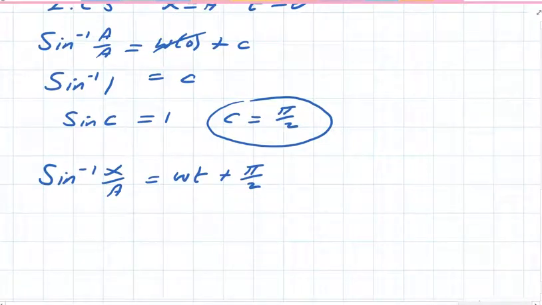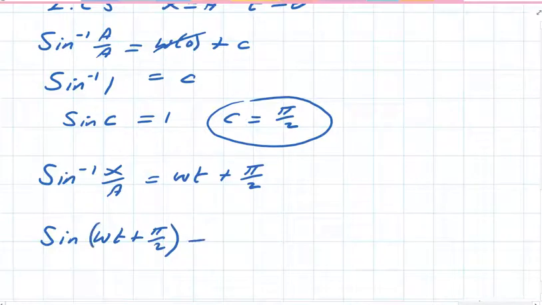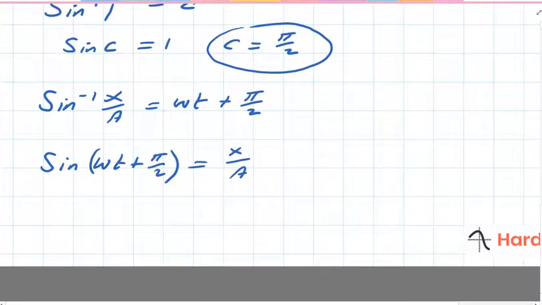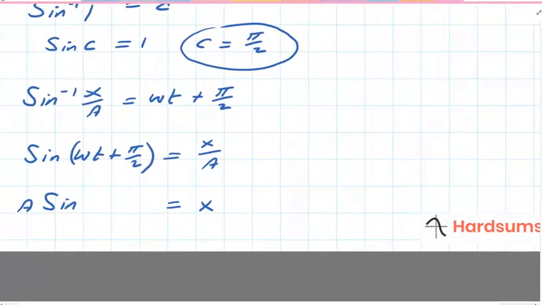And we can write it in reverse as well. So that means that the sine of omega t plus pi over 2 is equal to x over A. And finally, multiplying both sides by A, you get x is equal to A sine of omega t plus pi over 2. And that's what we were asked to do: find an expression for x in terms of A, omega, and t.